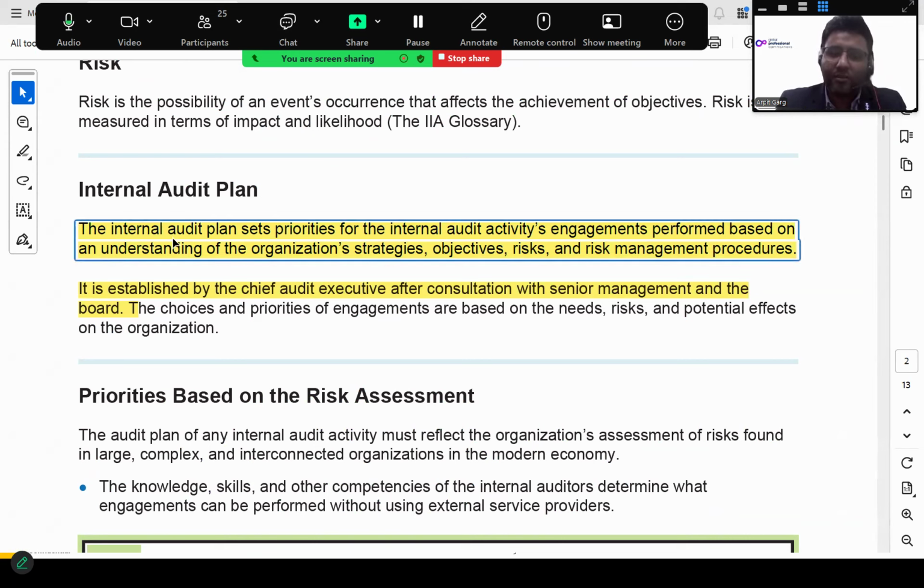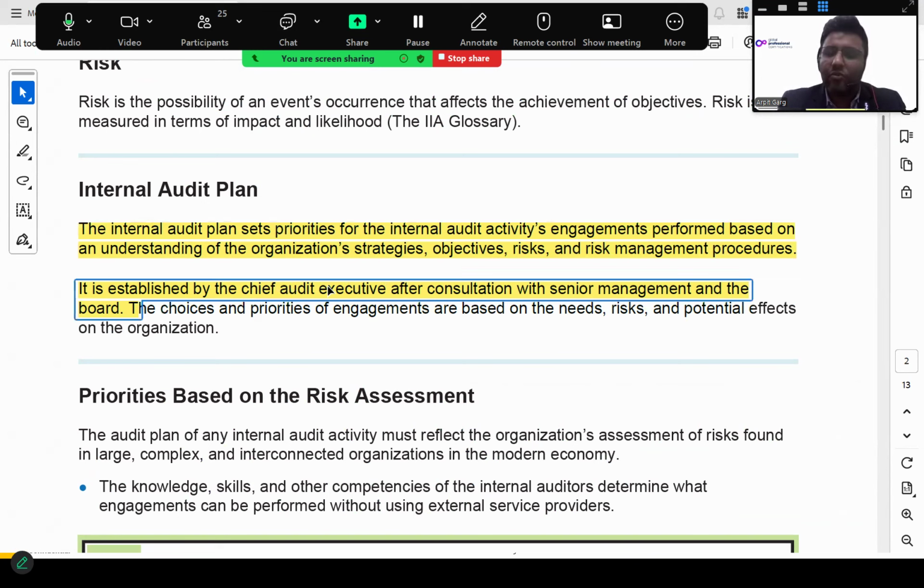The internal audit plan sets priorities for internal audit activities, with engagements performed based on an understanding of the organization's strategies, objectives, risks, and risk management procedures. Right. So the internal audit plan sets priorities for the audit activity, and engagements are performed based on the understanding of the organization's strategies, objectives, risk, and risk management procedures.